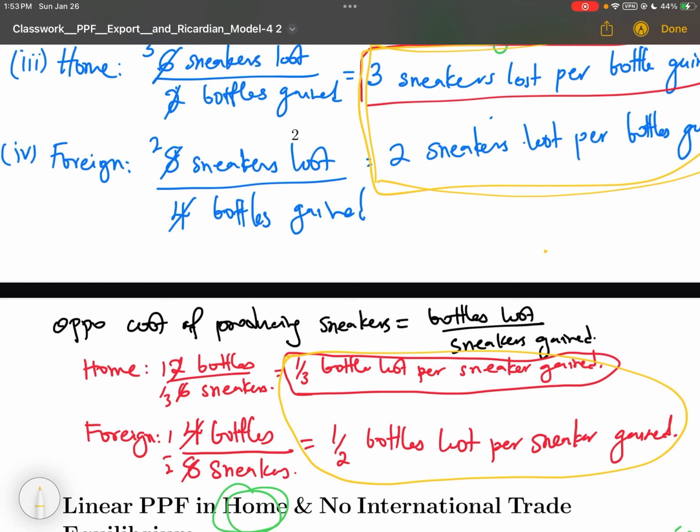Great. Now, who is the buyer? So we have the lower bound. The lower bound of the range of prices is 1/3. But what's the upper bound of this range? Well, we look at the buyer. Foreign will be buying sneakers from home. Foreign would not want to purchase a sneaker for more than half a bottle. Foreign would like to buy it at half a bottle or less. And so that gives us the upper bound on the range.